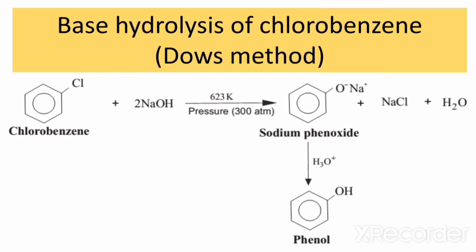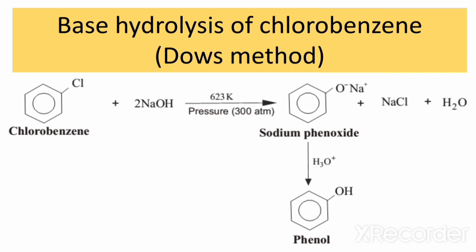And the other is base hydrolysis of chlorobenzene, also known as Dow's method, in which the chlorine atom is attached on the benzene ring, known as chlorobenzene. Then it reacts with the base, because it is a base hydrolysis, and we use sodium hydroxide as the base at a temperature of 623 Kelvin, along with a pressure of 300 atmospheres.